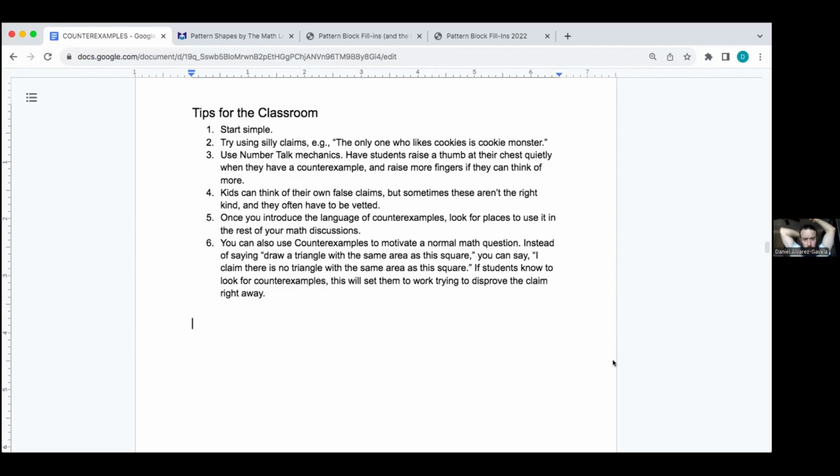And then finally, number 6 is something that I alluded to: you can use counterexamples to motivate a normal math question. Instead of saying, draw a triangle with the same area as this square, you can say, I claim there is no triangle with the same area as this square. If the students are familiar with this dynamic, this will set them to work trying to disprove the claim right away. And like I've mentioned a couple times, you have the added excitement of proving the teacher wrong. So I invite you to think of when and where you can use the language of counterexamples to spice up the conversation.